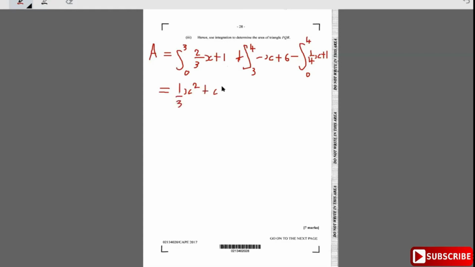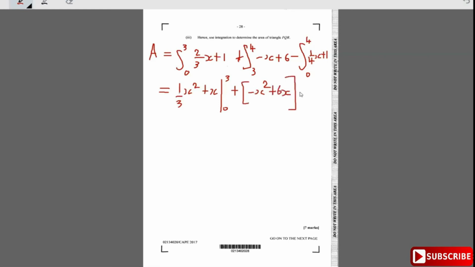And that is being integrated from 0 to 3. Plus, this part becomes minus x squared plus 6x. And this part is being integrated from 3 to 4.